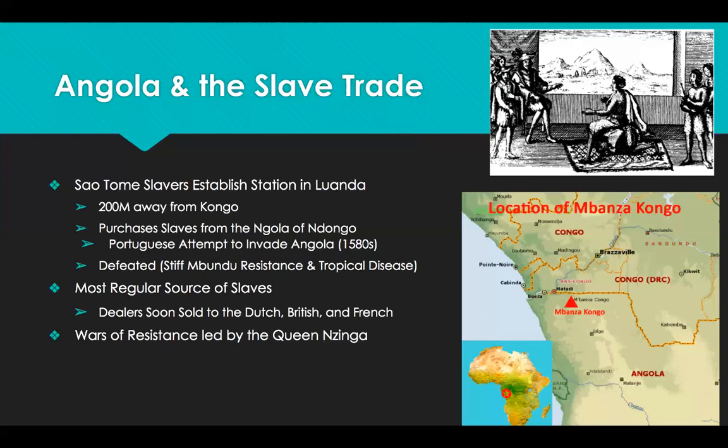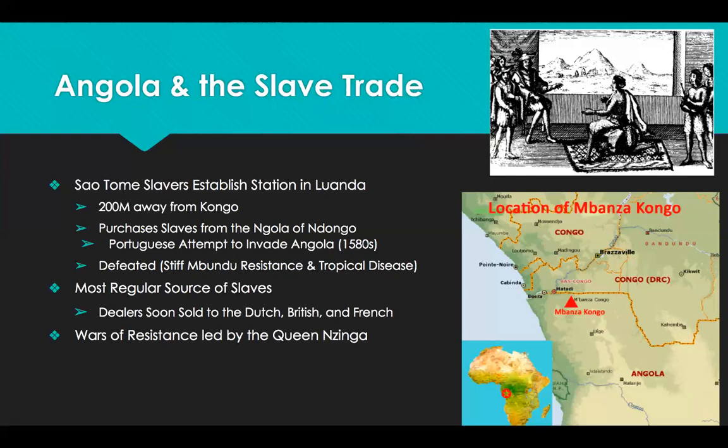So the trade in captives really strengthened the power of the Angola, right? As you would continue to do this. Now, these were slavers. This was not the Portuguese government itself. These were the slavers who were doing this to evade paying taxes and Portuguese royal control. So they set up their own station further down.